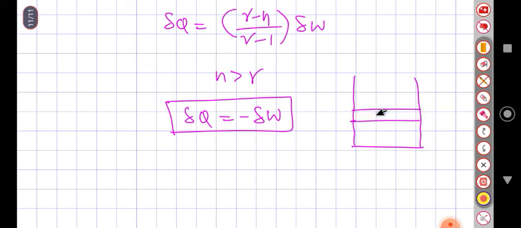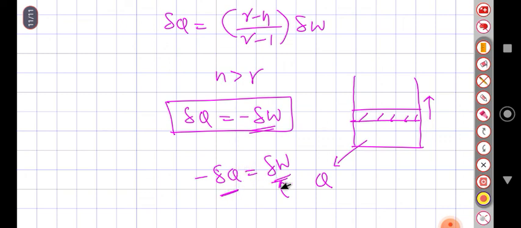Suppose I take a piston cylinder arrangement. The work is being done also, and the heat too. Minus dW means work is being done on the system, and at the same time heat is rejected from the system, right? I can write this as dQ minus dQ plus dW. The work I am getting from the system, and at the same time you are rejecting the heat also. Is this possible? Think on that.